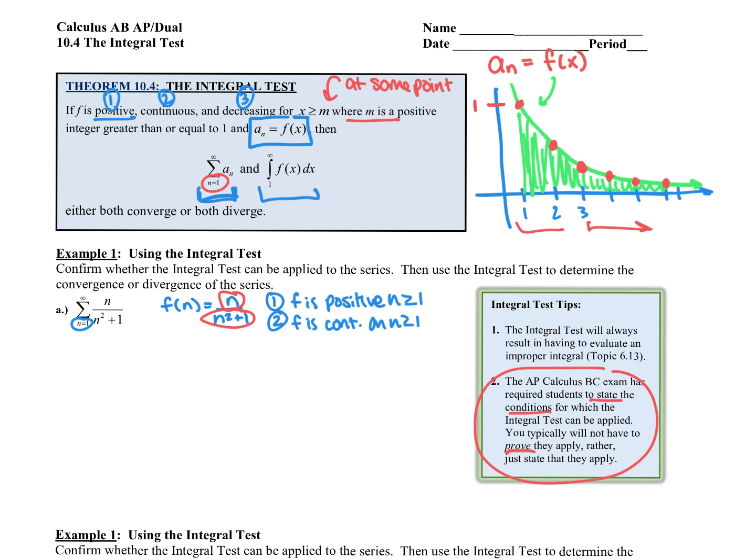Now, decreasing sometimes is a little less obvious. So here I'll show you a way that you can check for decreasing. Remember that something's decreasing when the derivative is negative. So what we can do is take the derivative.